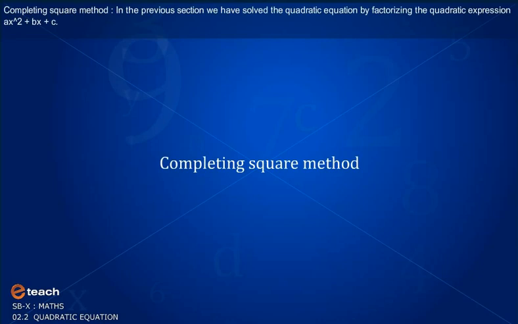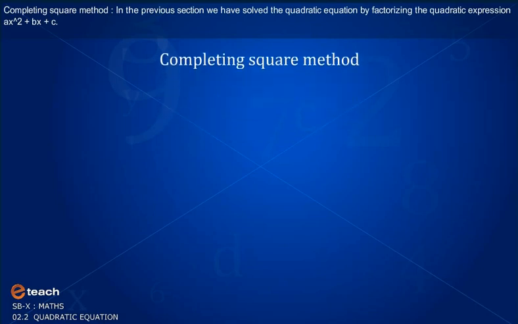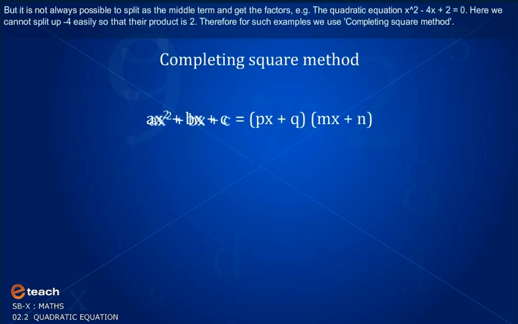Completing square method. In the previous section, we have solved the quadratic equation by factorizing the quadratic expression ax square plus bx plus c. But it is not always possible to split the middle term and get the factors. For example, the quadratic equation x square minus 4x plus 2 is equal to 0. Here, we cannot split up minus 4 easily so that their product is 2. Therefore, for such examples, we use the completing square method.